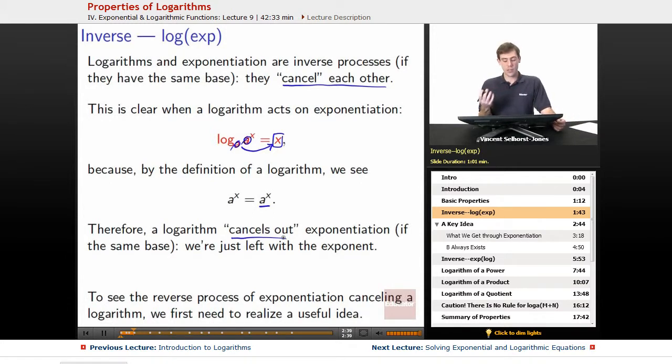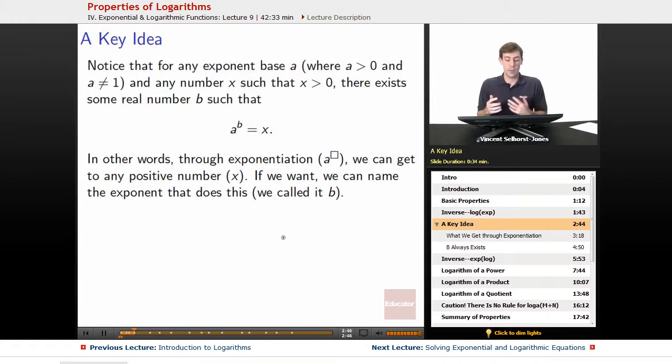To see the reverse process of exponentiation canceling a logarithm, we first need to realize a useful idea. Notice that for any exponent base a, where a is greater than 0, or the base is positive, and it's not equal to 1, and any number x such that x is a positive number, there exists some real number b such that a to the b equals x. In other words, through exponentiation, this a to the something, we can get to any positive number x, right? For any positive number, say 58 as your x, then with my a, I can raise it to something that will get it to 58.